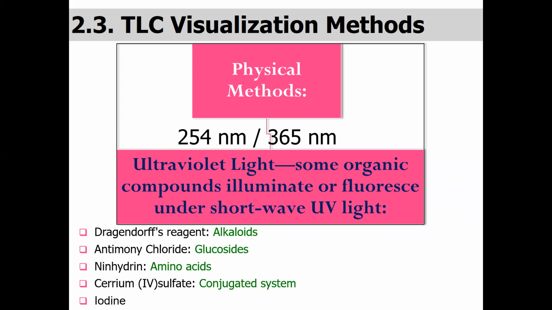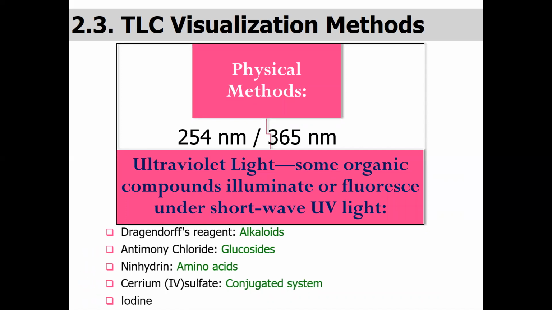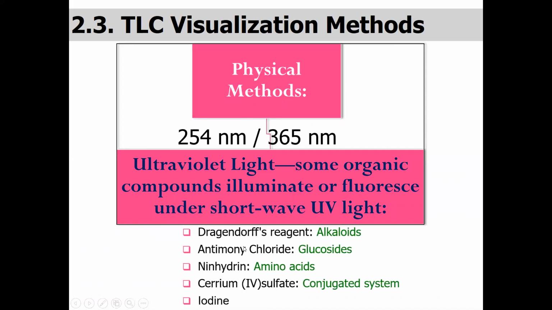There are various locating agents, or spraying agents, which react with the compound adsorbed on the TLC. For example, if we spray Dragendorff reagent, it is especially used to observe alkaloids. Alkaloids give an intense color. And if we use the antimony chloride spray, it can be used for glycoside observation.